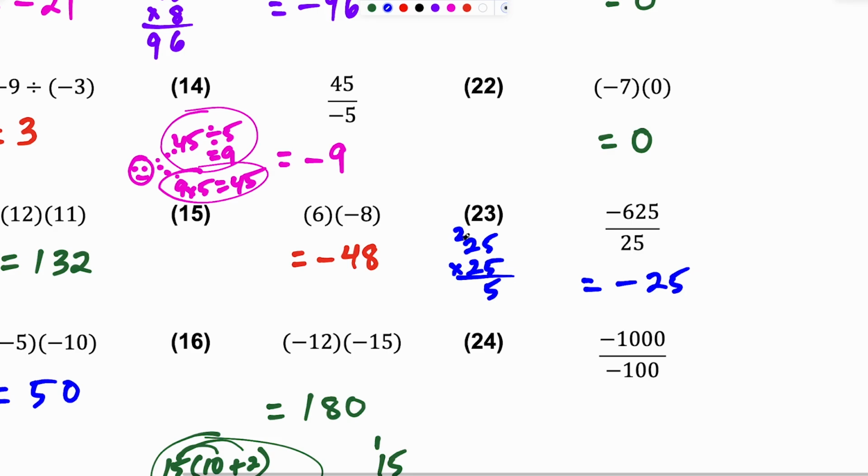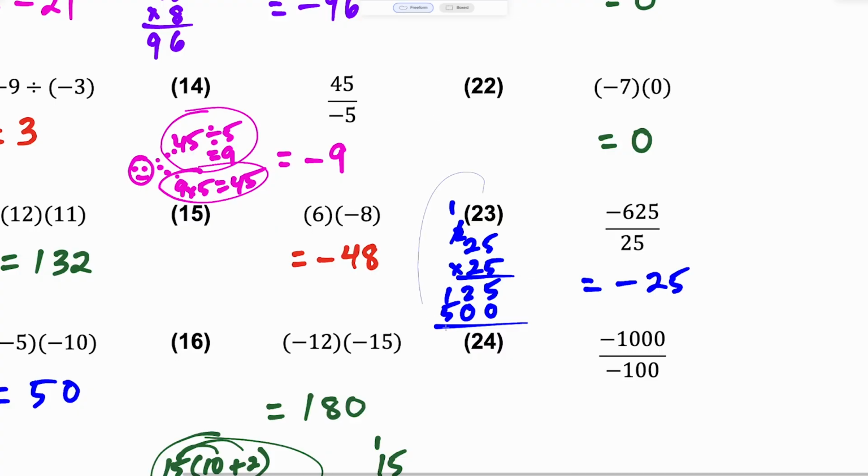5 times 5 is 25, carry the 2. 5 times 2 is 10, plus 2 is 12. Placeholder, and then 2 times 5 is 10, and we carry the 1. And then 2 times 2 is 4, plus 1 is 5. And if we work this out, 5 plus 0, so I'll just write this sum off to the side over here.